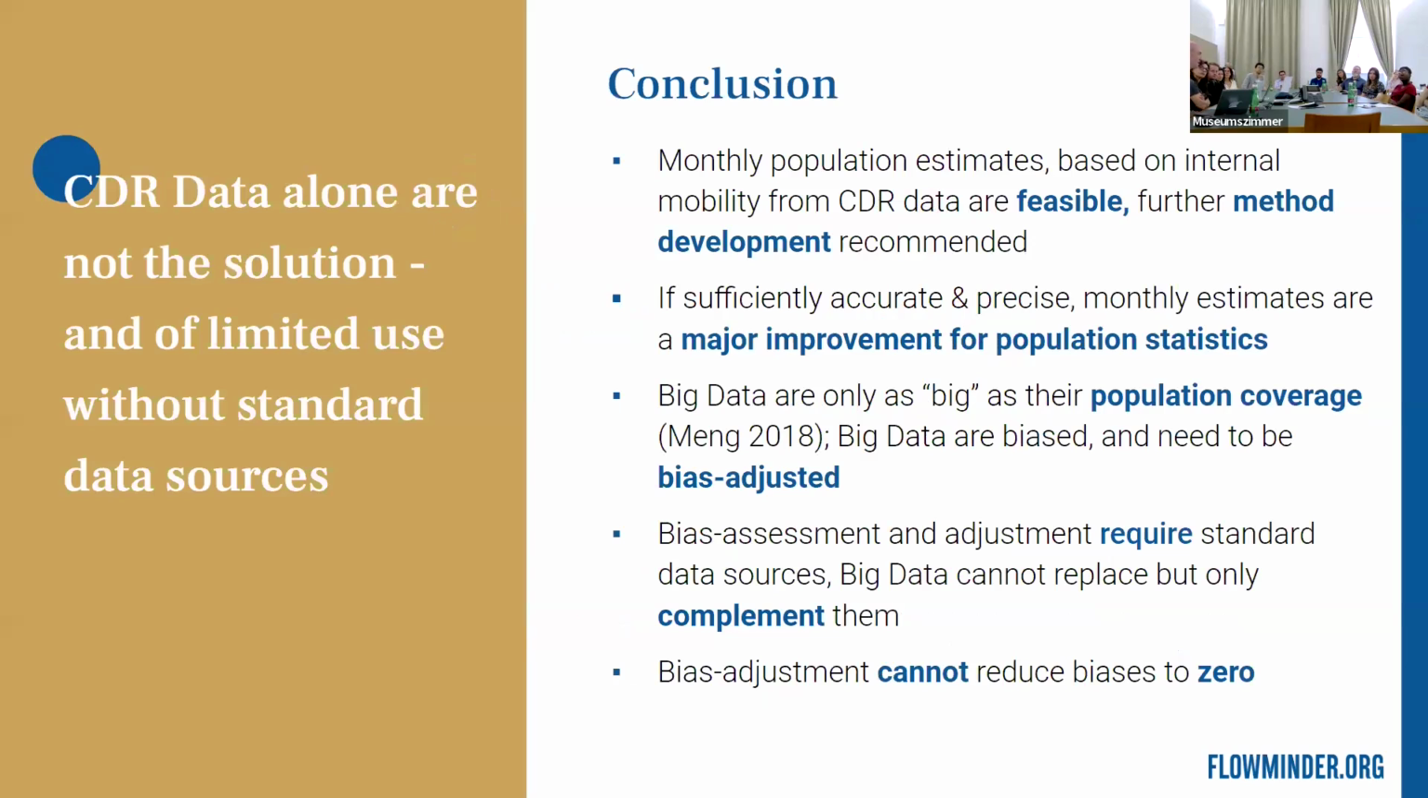So, summarizing, CDR data alone are not sufficient and not a solution in most cases, but actually standard data sources are required. So this debate about big data replacing standard data sources is probably a bit exaggerated. Big data can be a great complementary source to use, and indeed this bias adjustment requires standard data sources. Big data are only as big as their population coverage. Having 3 million cases in a data set sounds good in the beginning, but if the entire population is 30 million, then you have 10% of the population and not a probability sample.